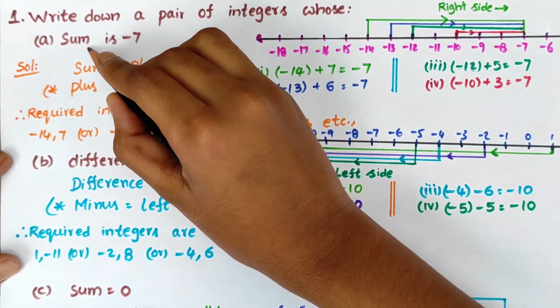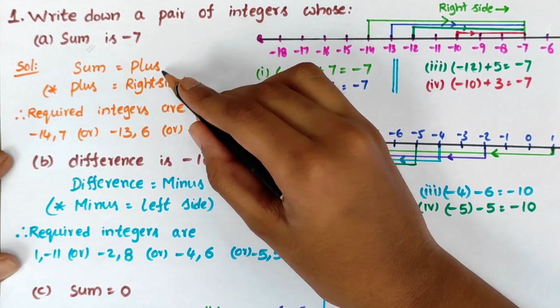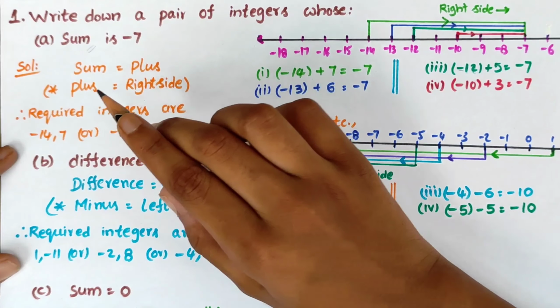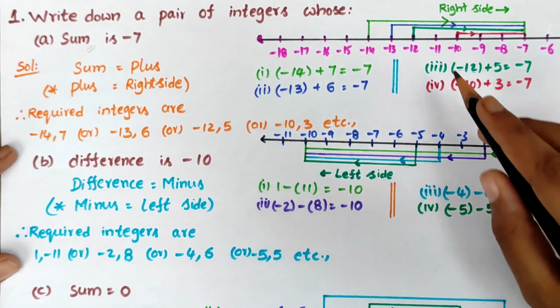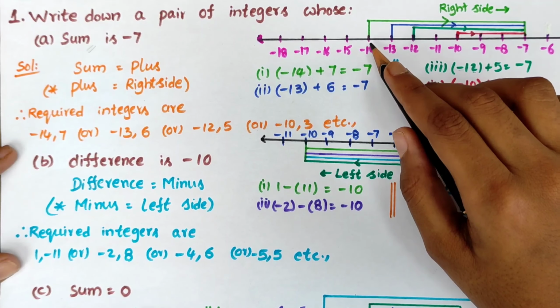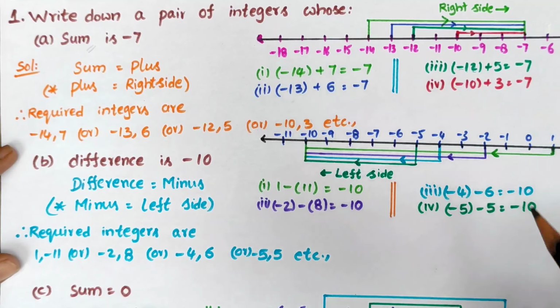So here it is given sum. Sum means plus. So plus is always right side. That means for sum, that is addition, we have to always go to the right side.